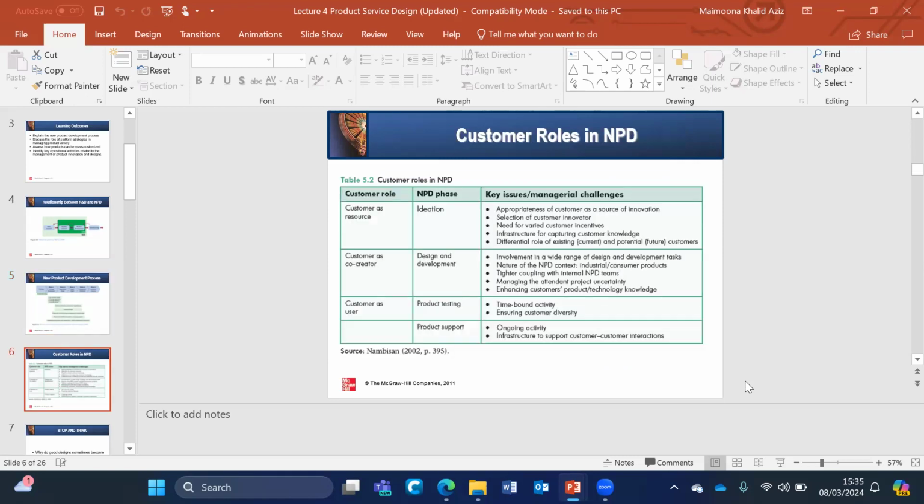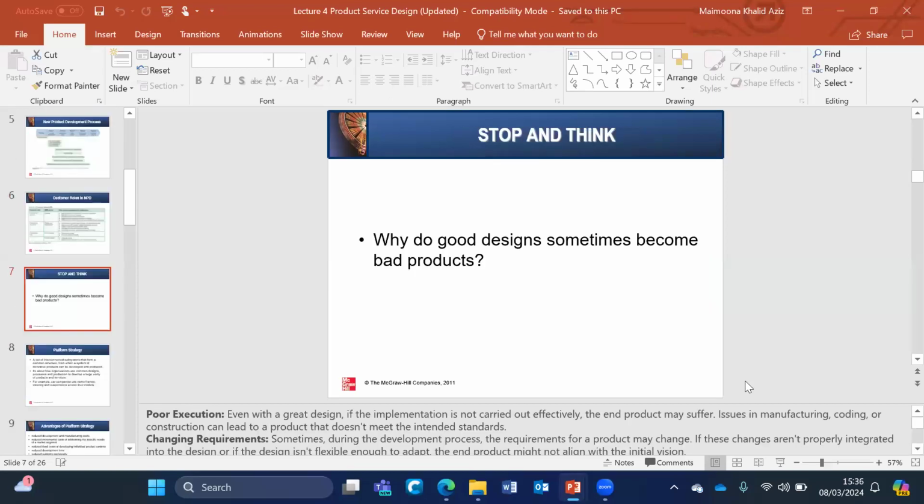Okay. The customer's role in new product development basically means that the customers act as resources, they also act as creators, and they act as users. That means the customers have a very wide and big role in the new product development process. Then let's move on, and they're asking you to stop and think why do some good designs become bad products? Now, the reasons for this could be poor execution, changing requirements, not enough testing, and all of those stuff.